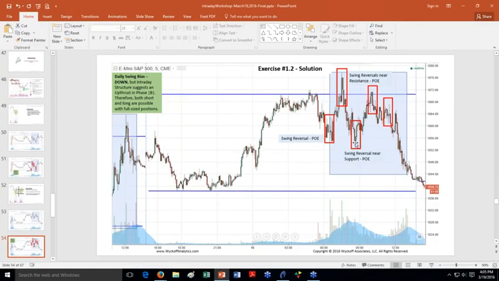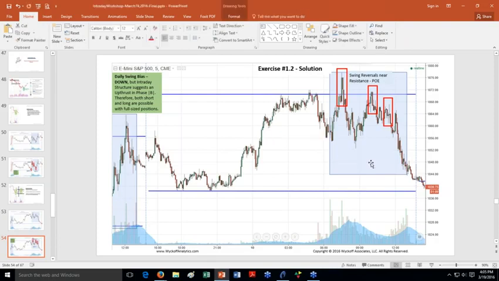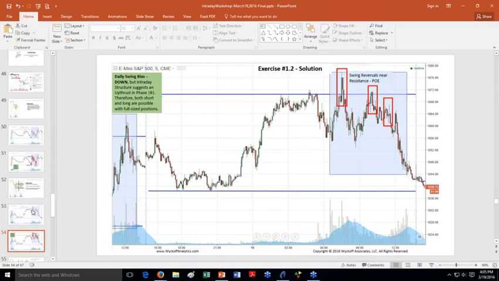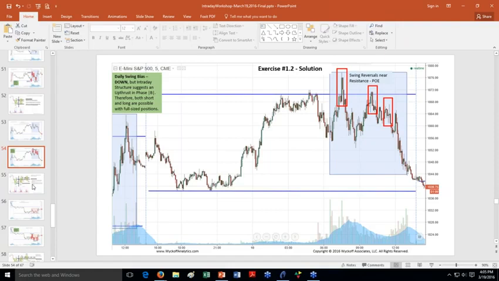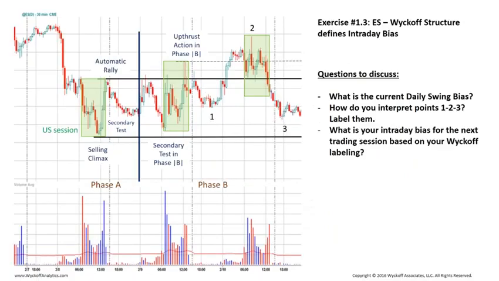Let me just do this. Let me get rid of this one and this one. Let's just have one bias here to the downside. Okay, and that confirms both the structural bias that we have based on the intraday structure, and also it confirms the daily swing bias. Okay, next chart.